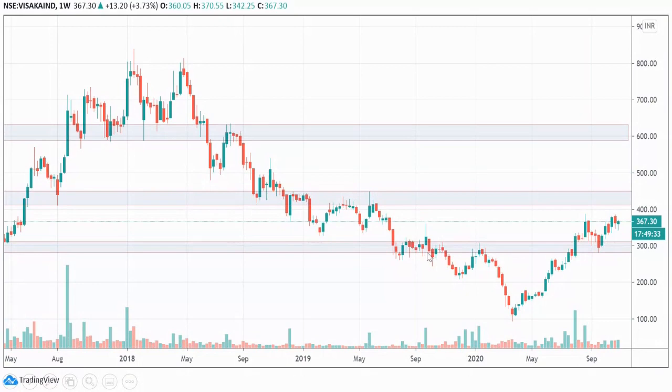Check this area as well. Here it is acting as a kind of supply zone. This is very prominent here. If you see, this has now changed to demand zone, which means the price is trying to change its trend.